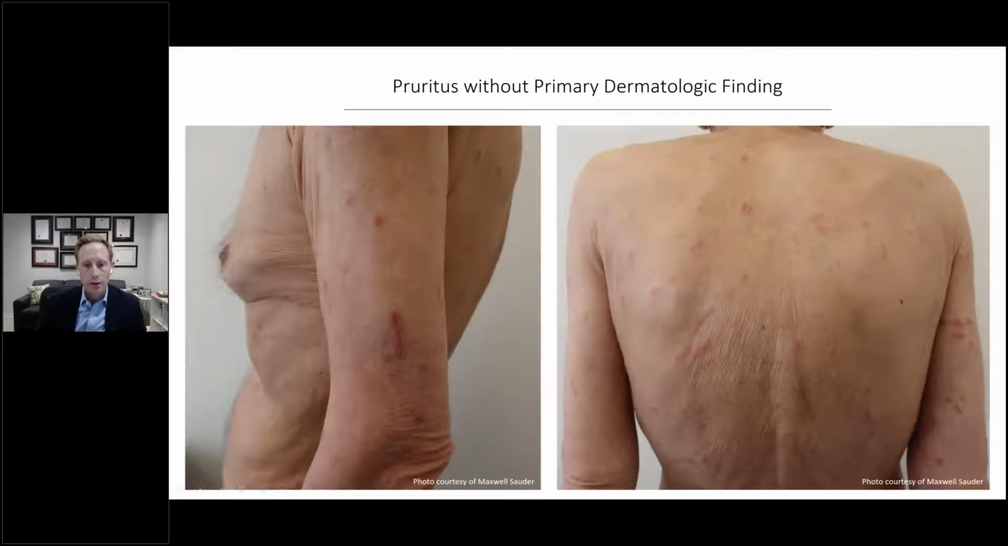Here is probably the most common presentation for cutaneous immune-related adverse event, which is pruritus without primary dermatologic findings. So really all we're seeing here are secondary effects of scratching. But you need to rule out underlying inflammatory dermatoses or even a pre-bullous pemphigoid in these patients.